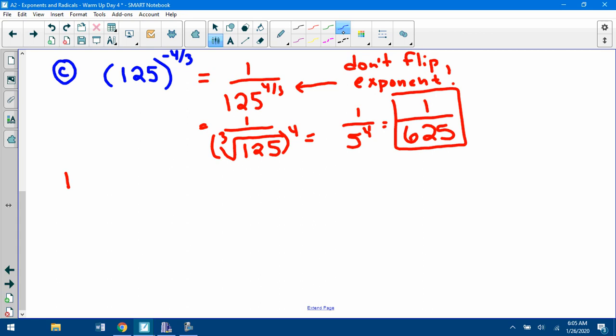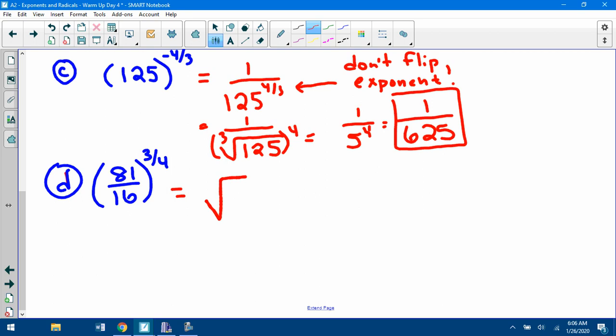Okay, here's example D. Let's do a fraction, 81 over 16, all raised to the 3/4. Okay, so you can have a fraction under a radical, that's totally fine. So what type of root is this going to be? It's going to be the fourth root of 81/16, and then we'll cube it because of that 3 up here.